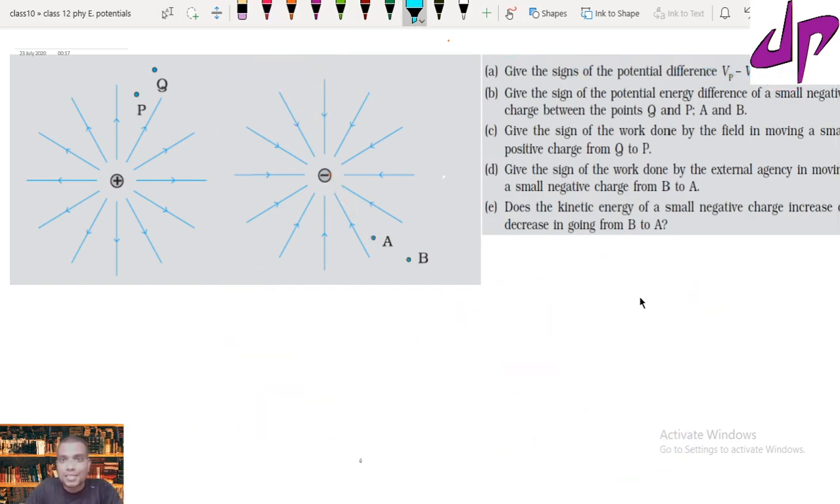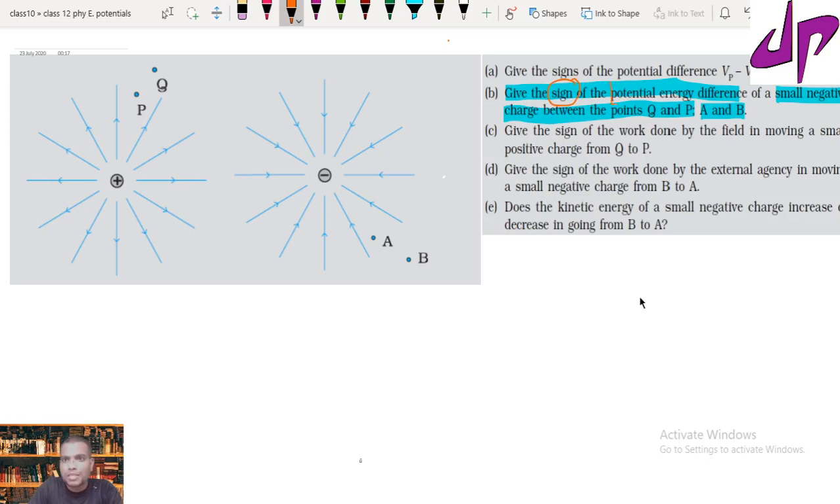Now see the B part in the same question. Give the sign of the potential energy difference for a small negative charge between Q and P, and A and B. So here we need to again find the sign. No need to bother about magnitude.